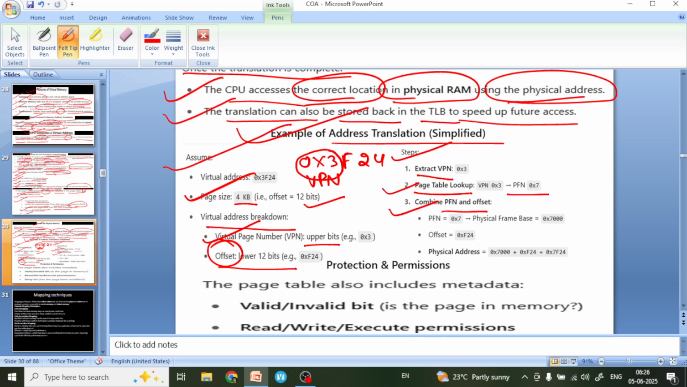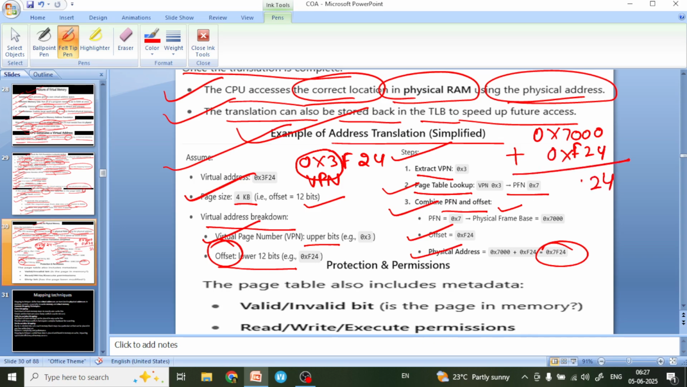After that, combine the physical frame number and the offset. PFN 0x7 gives physical frame base 0x7000, and the offset is 0xf24. The physical address will be 0x7000 plus 0xf24, and when we combine them we get 0x7f24.